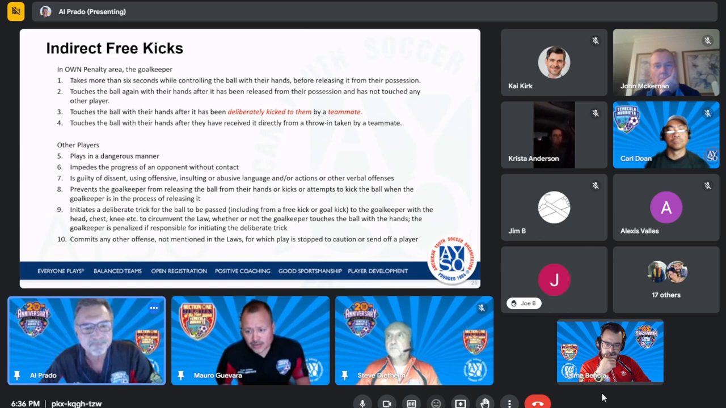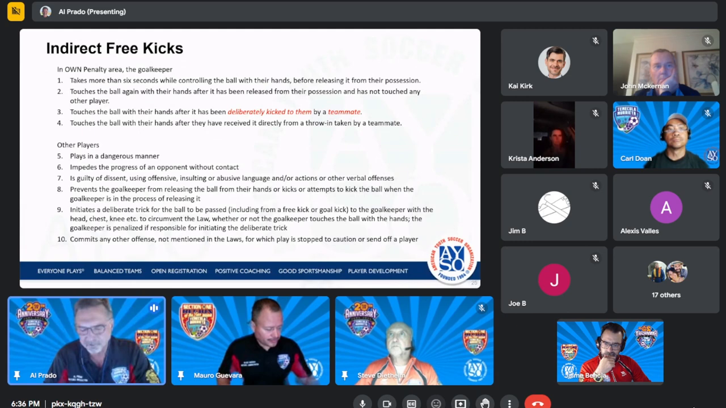Okay. And the last one is touching the ball with their hands, same thing as the deliberate kick after a throw by a teammate. So the keeper can always kick the ball, no matter what happened in the game, even if they're not in the penalty area. They can always kick the ball. They can't always handle it. To understand that.